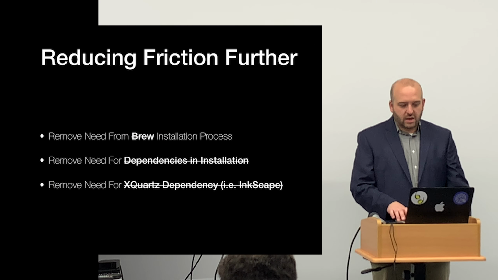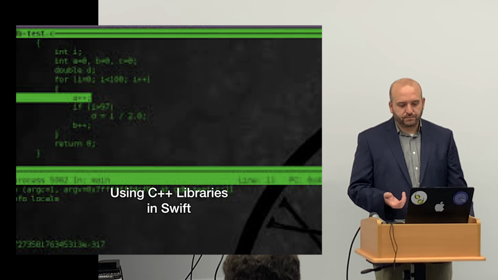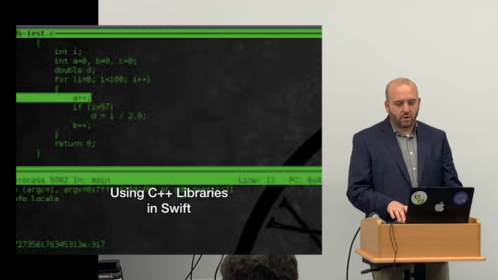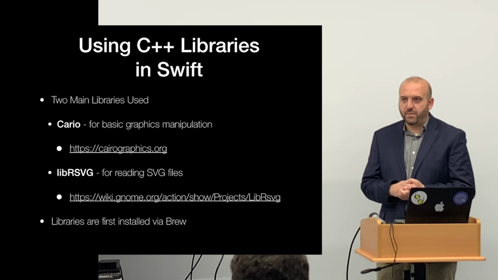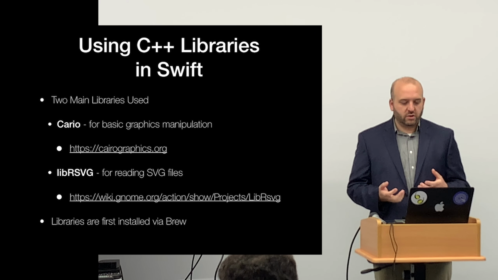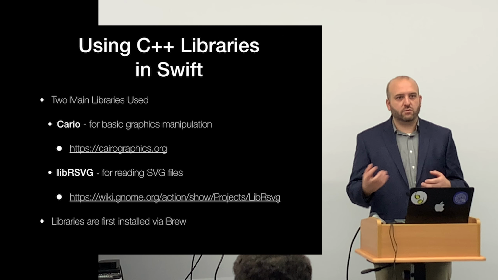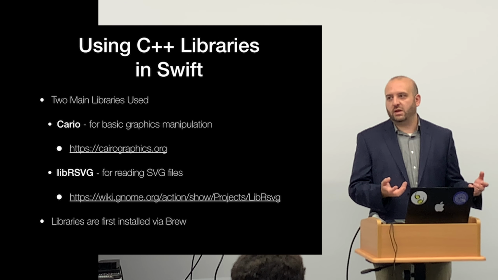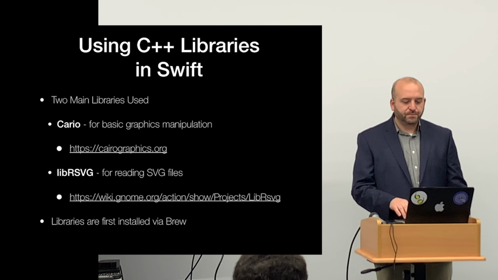So I decided what I was going to do is use some C++ libraries in Swift. I'm going to be using two main libraries in this case. There's a C++ library called Cairo, which is for basic graphics manipulation, and then another library, librsvg, which is used for reading SVG files. Specifically, in this case, we're using it to read SVG files that will be used in Cairo. And the libraries can be installed via brew.